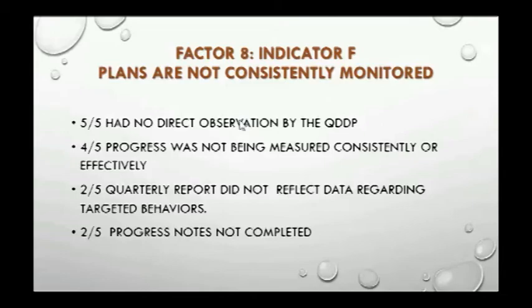For 4 out of 5 of the agencies that were reviewed, progress was not being measured consistently or effectively. And 2 out of 5 of the agencies' quarterly reports didn't reflect data regarding targeted behaviors, and 2 out of 5 of the agencies' progress notes were not even completed.